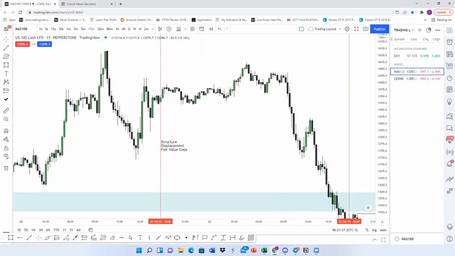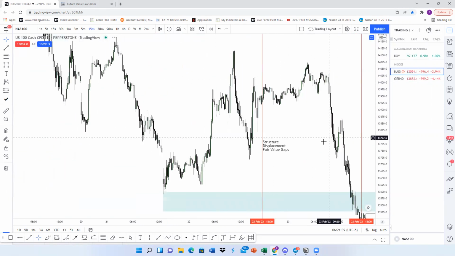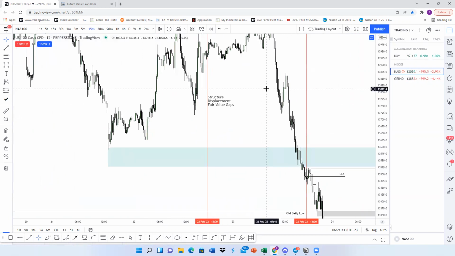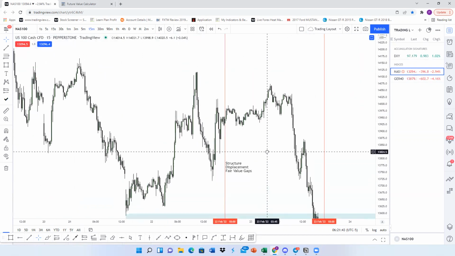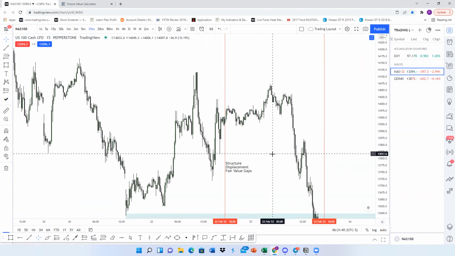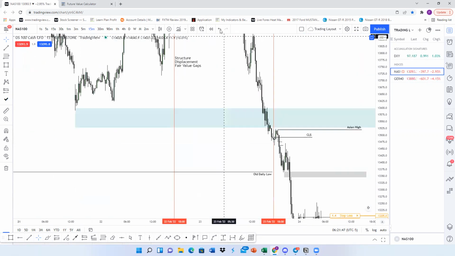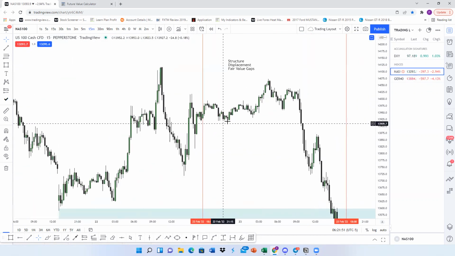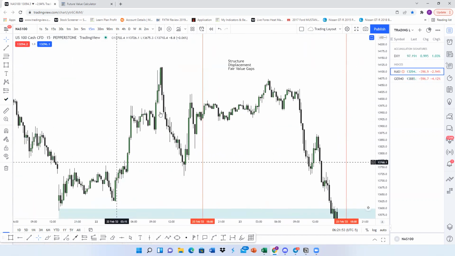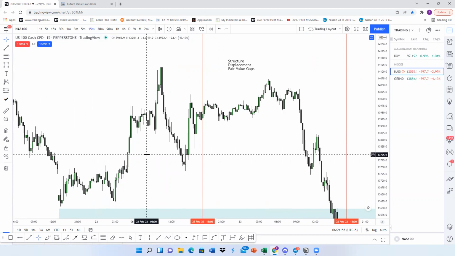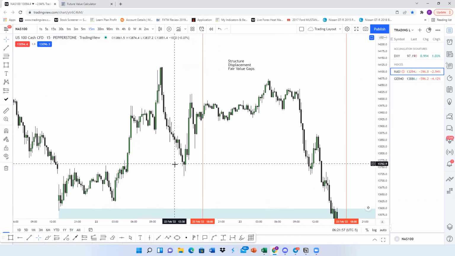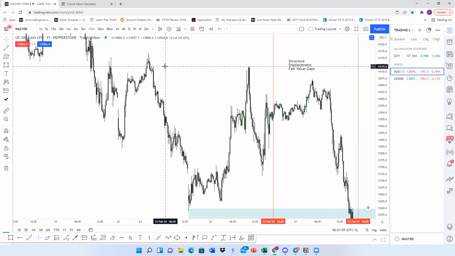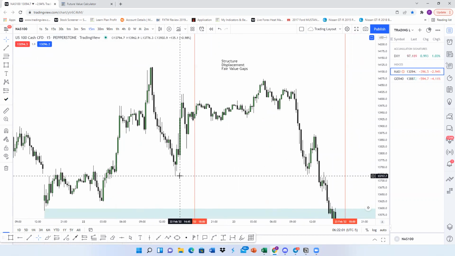This is what you're going to study after you study the external liquidity pool rates and all that good stuff. Now, structure, displacement, fair value gaps. This is yesterday, this is the day before yesterday. What was the structure the day before yesterday? Bearish, so we never took this high out. So this is a bearish interbank daily range.